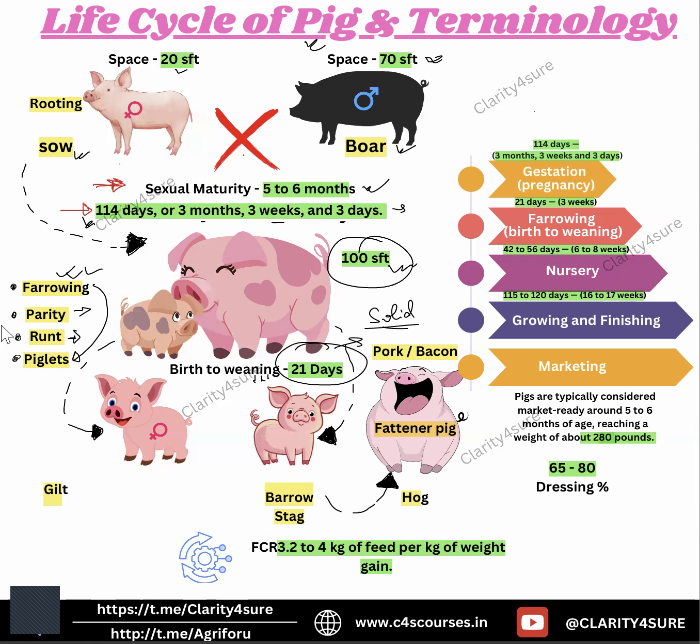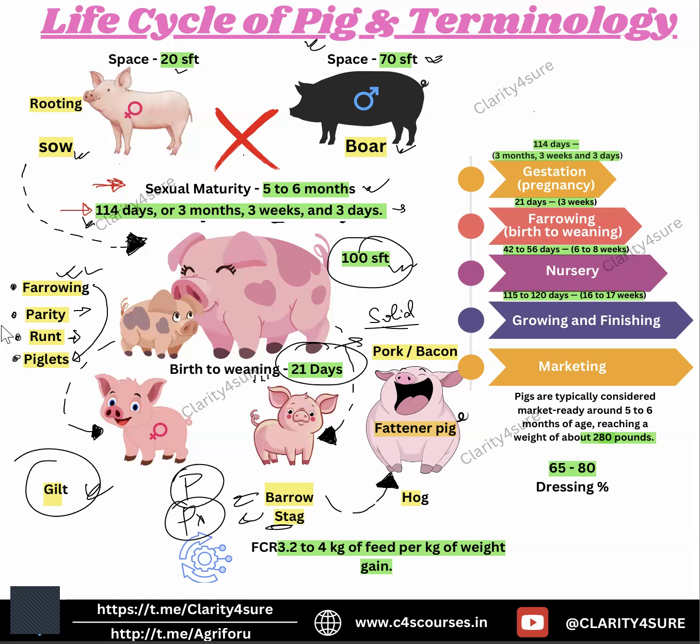When the piglets mature, the female pig is known as a gilt, and the male pig which has been castrated before attaining puberty, remember, which has been castrated, is known as a barrow. Castrated means removal of the male sexual organs, like the testicles. If this is done after attaining puberty, it's known as a stag. So remember the difference.